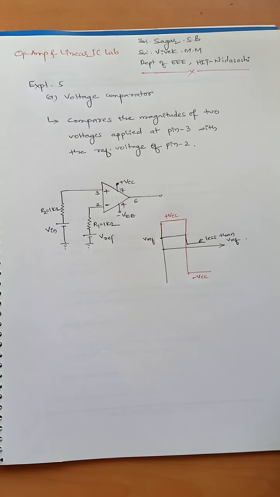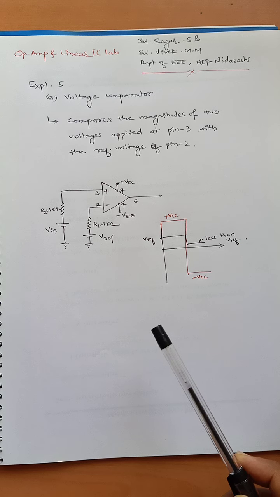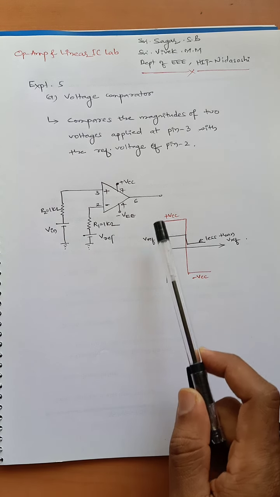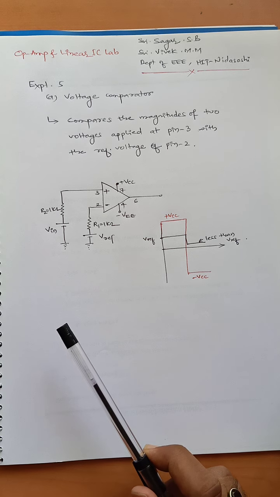Now generally what is a comparator? It is an electronic decision making circuit which makes use of operational amplifiers. Now you can see the circuit diagram for voltage comparator, and it is an open loop circuit. That means we don't have any feedback resistance from pin number 2 to pin number 6 here. It is a simple and open loop circuit.